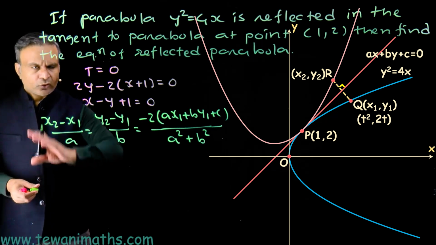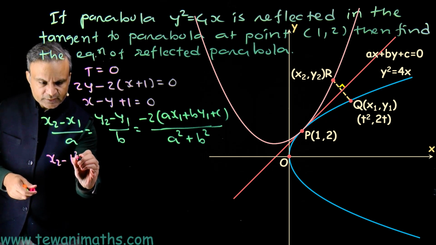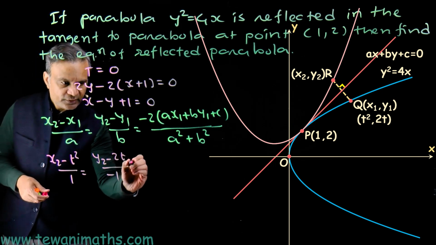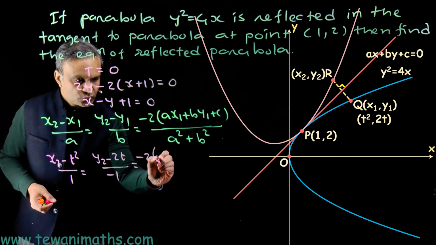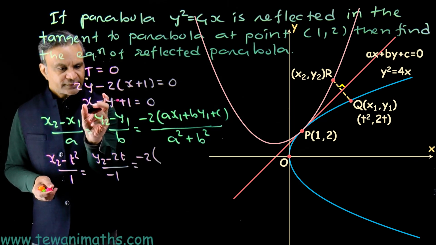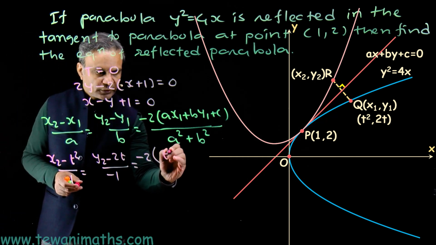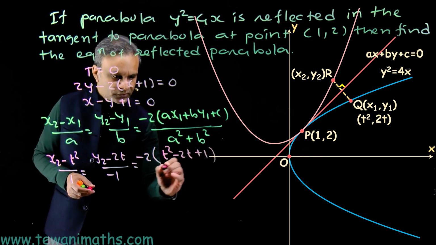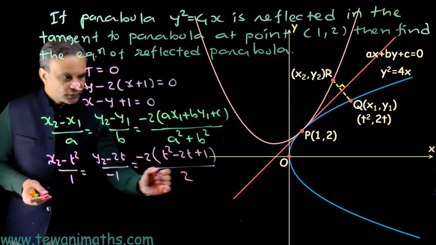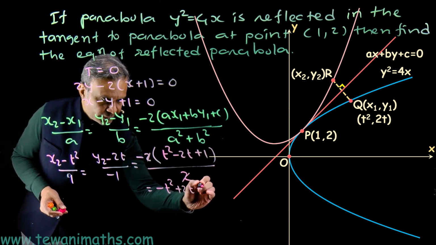So putting all these values in this formula, we get (x2 minus t square) over 1 is equal to (y2 minus 2t) over minus 1, is equal to minus 2 multiplied by, in this expression put x is equal to t square and y is equal to 2t, we get (t square minus 2t plus 1) over (a square plus b square), 1 plus 1 is equal to 2. Here 2 gets cancelled out, so this becomes minus t square plus 2t minus 1.